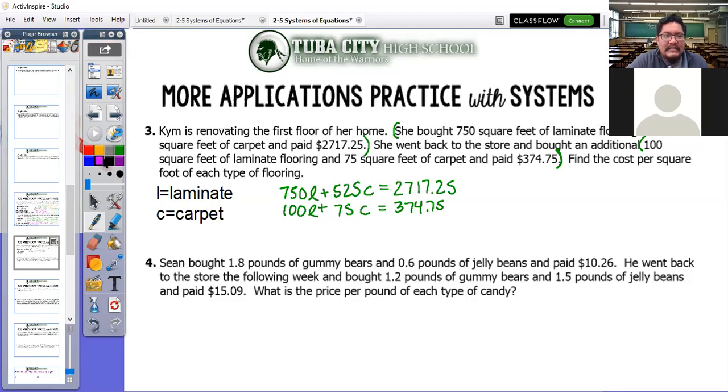There is. So in this case, it would be -7. Now, it would just be 7, but again, I want one of these to be negative. So I'm going to multiply this whole second equation by -7. So -700L minus 525C equals negative. So again, make sure you watch your sign. So I'm going to have to multiply this number, 374.75 times 7. And I'm going to have to remember that this is going to be a negative. So 2,623.25.